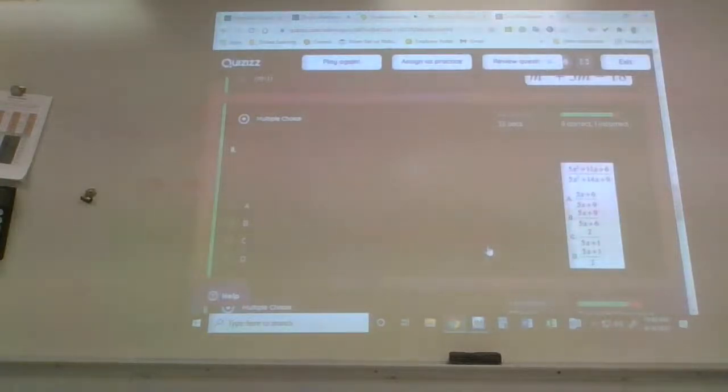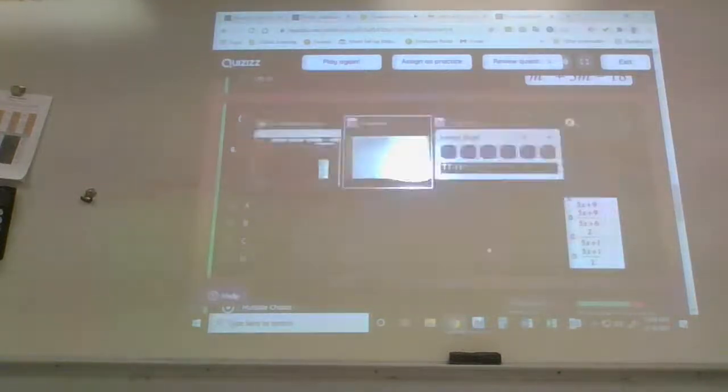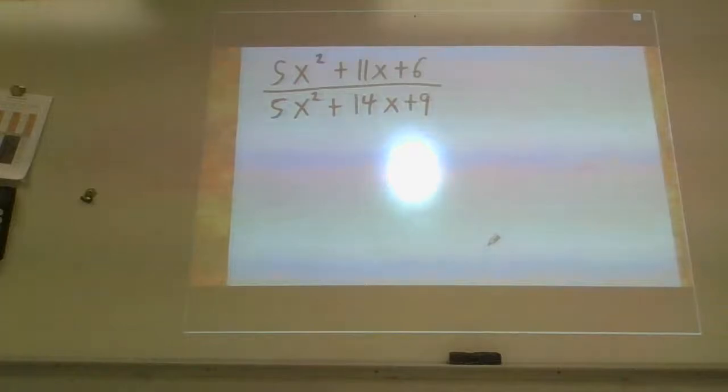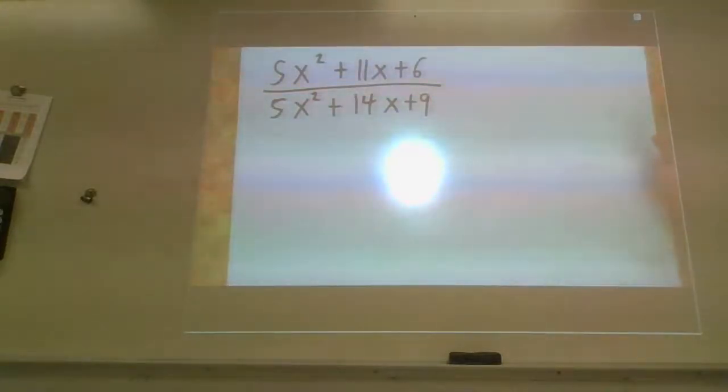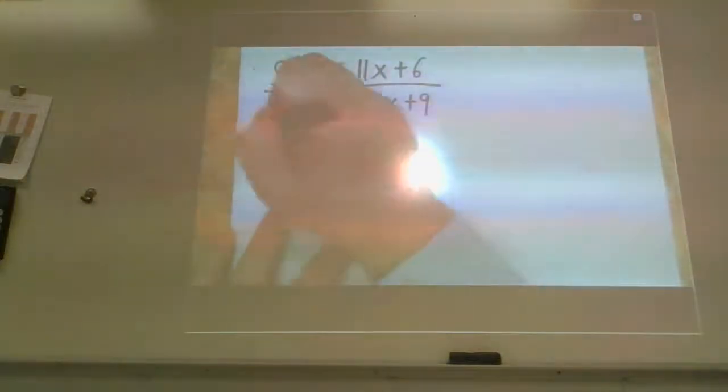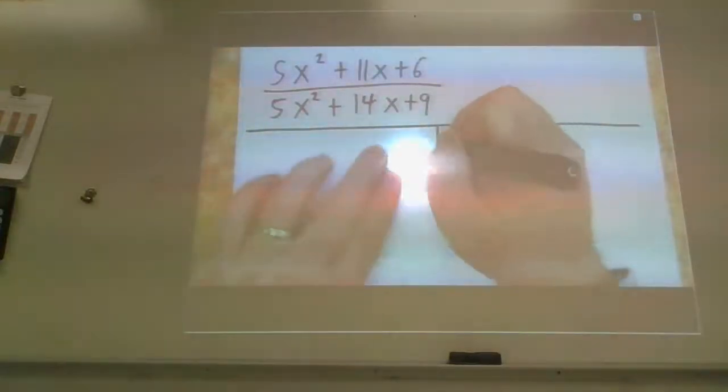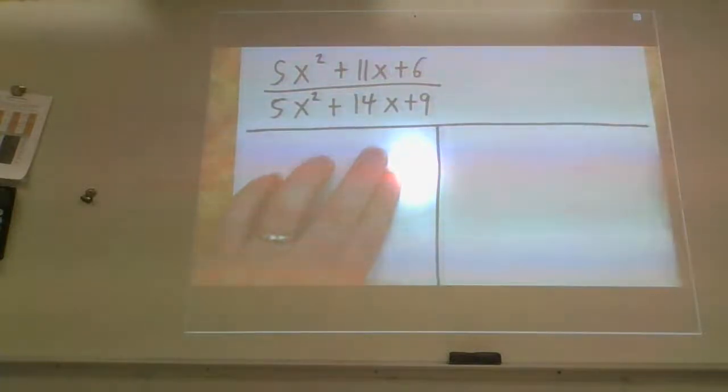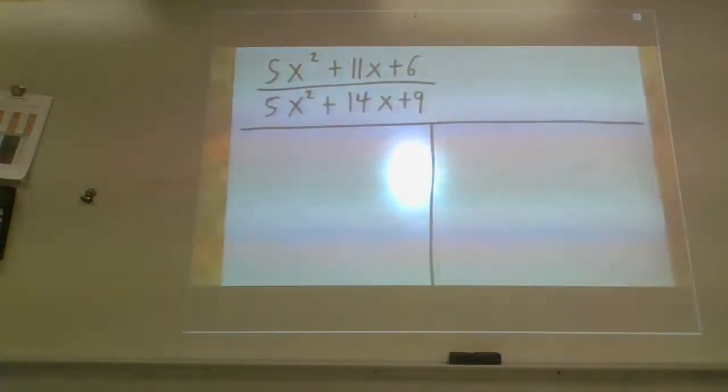This example, 5x squared plus 11x plus 6 over 5x squared plus 14x plus 9. Flip. There it is. There's the example right there. Now, you cannot cancel out the 5x squareds for the same reason that we couldn't cancel out the x squareds before. But for this problem, I am going to have to factor both the top and bottom. I'm going to use the Tucker method.